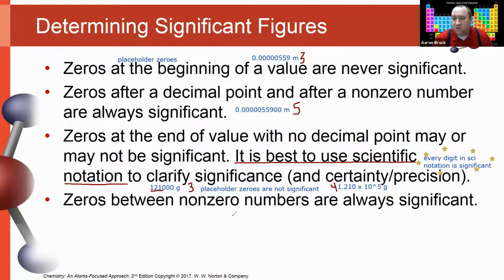Finally, if we have zeros between non-zero numbers, they're significant. So again, the only zeros that we have to worry about are the ones that either begin a number and are never significant, or the ones that end a number, and depending upon the circumstances, whether there's a decimal point, whether the scientific notation is present or not, those may or may not be significant. Again, scientific notation really helps to clarify that significance.